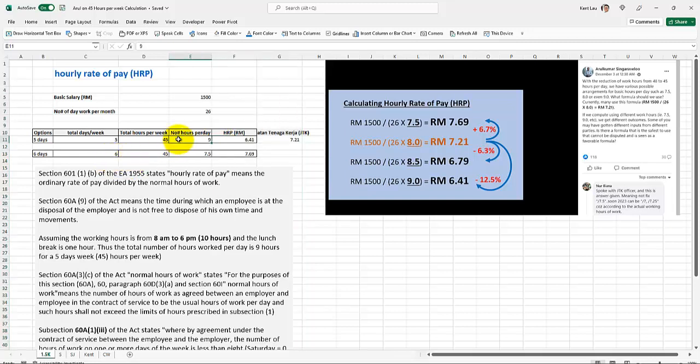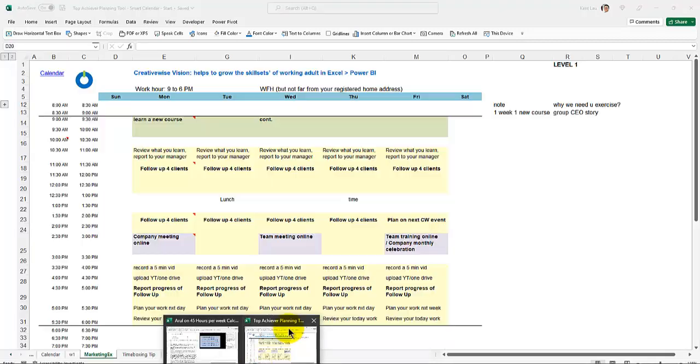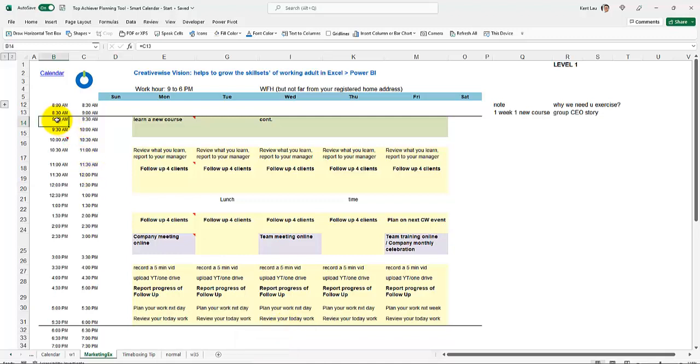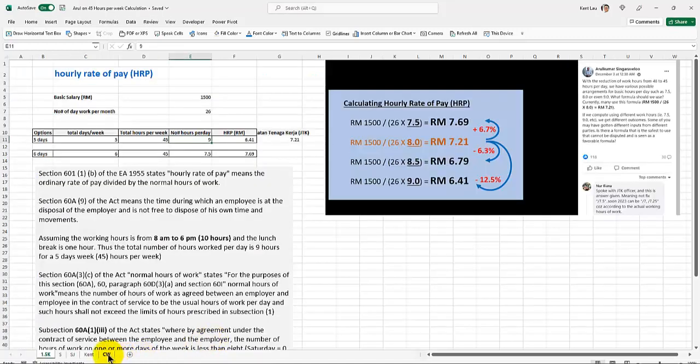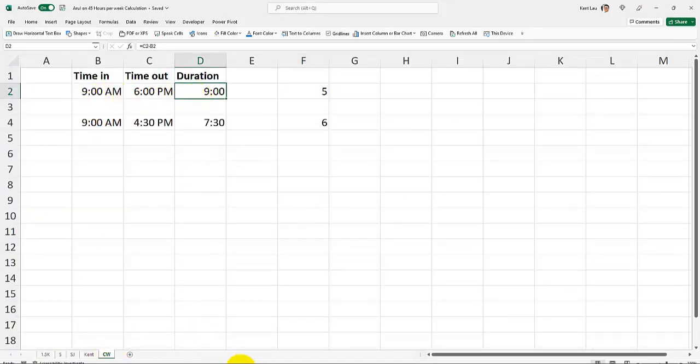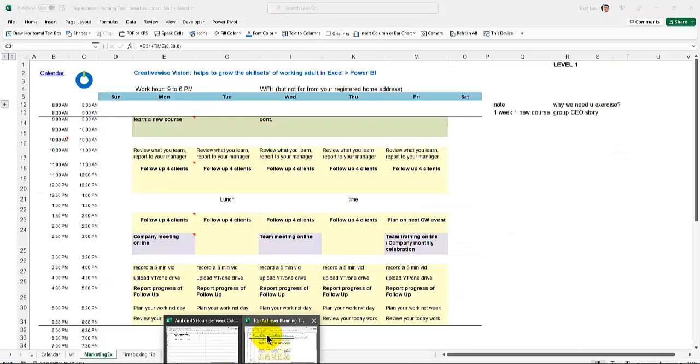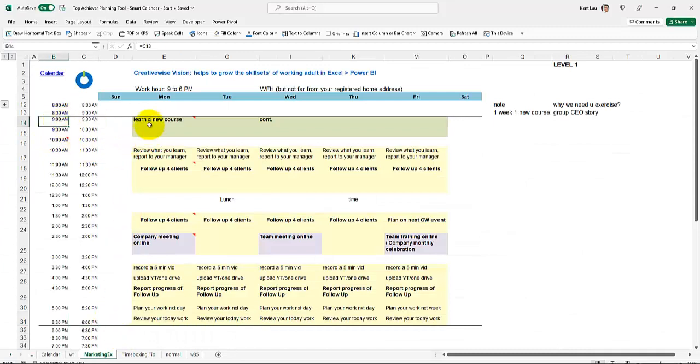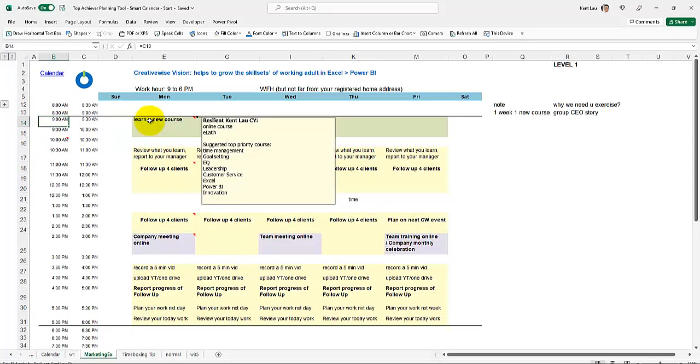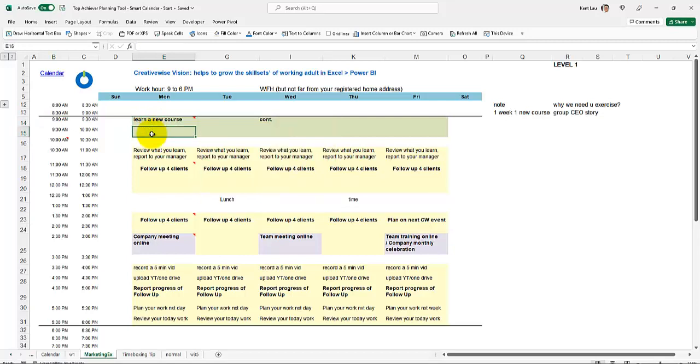So now let's say I choose to do 9 hours. I have a plan for my staff from 9 to 6, and as you can see here, from 9 to 6 is actually 9 hours. So you can do this calculation. With the 9 hours, what I want them to do is that in the first hour, they are going to learn something new according to the course that I talked about. After they learn this, then they can go and learn something else.